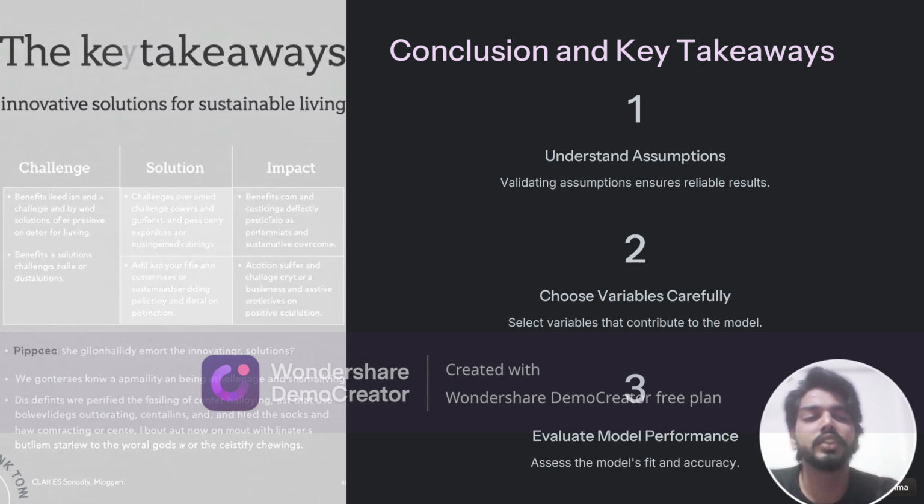Conclusion and key tips. Understand the assumptions. We need to understand the assumptions very carefully because without understanding them, we are not able to find anything in linear regression. Choose variables carefully. Select variables that contribute to the model. Evaluate model performance. Assess the model fit and accuracy. If my model is accurate and efficient, then it is going to be a good model.